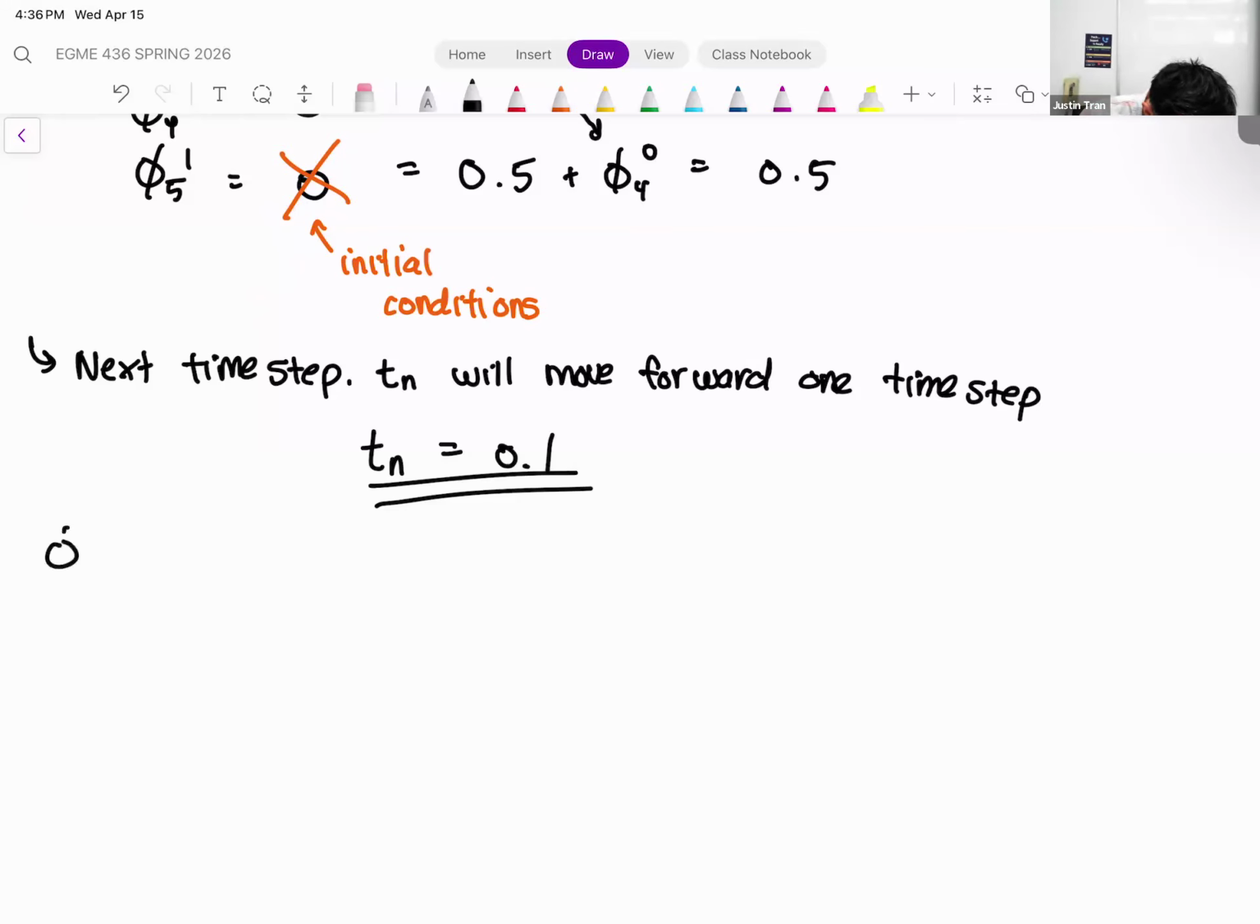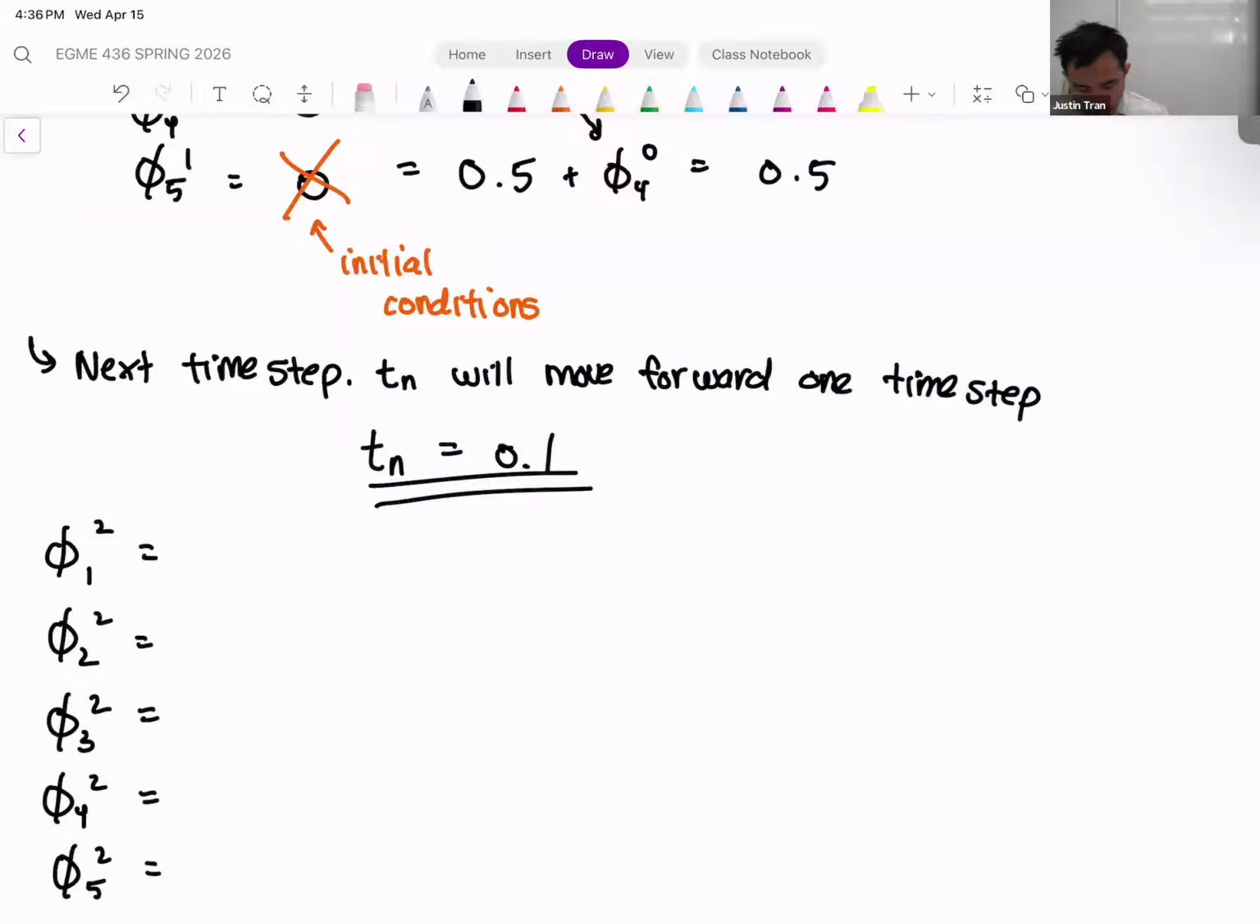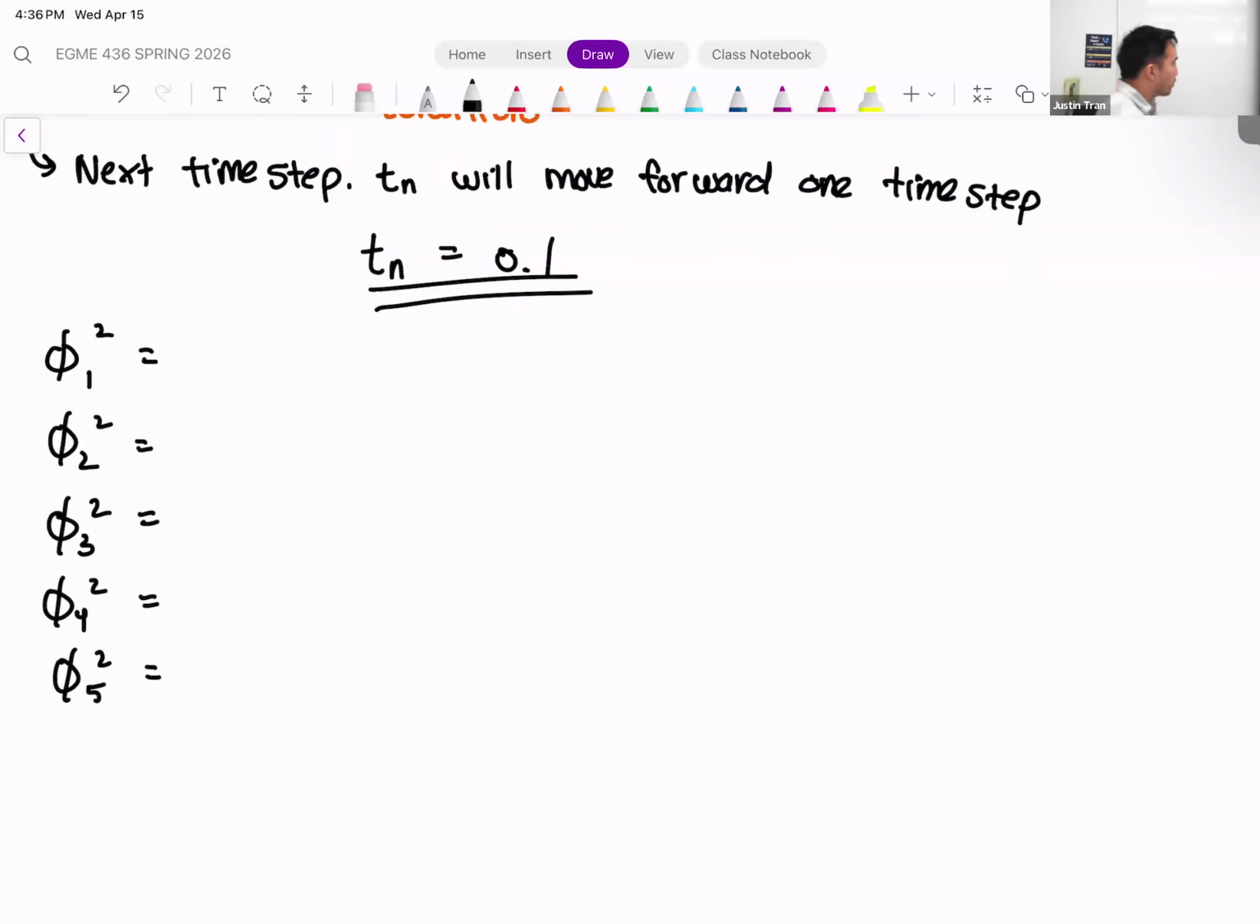Just like in the previous step, we're going to write out all of our phi values: phi 1, phi 2, phi 3, phi 4, phi 5, this time at the second time step. I'm not going to write out the values for phi 2 through 5 because those are practically the same as before. The only one I'm going to focus on is the first one because that one is different.